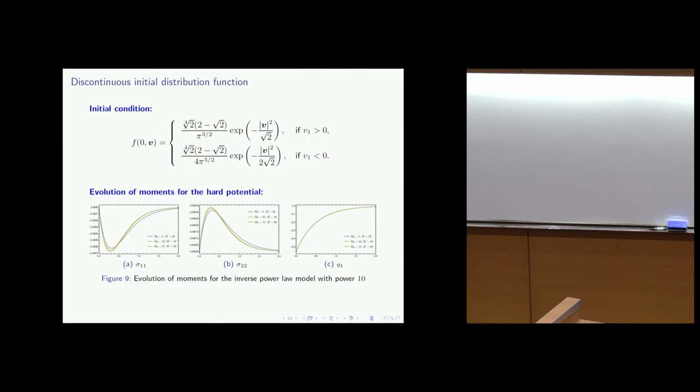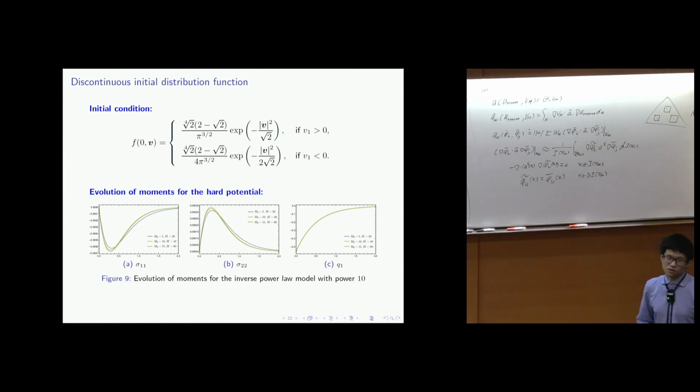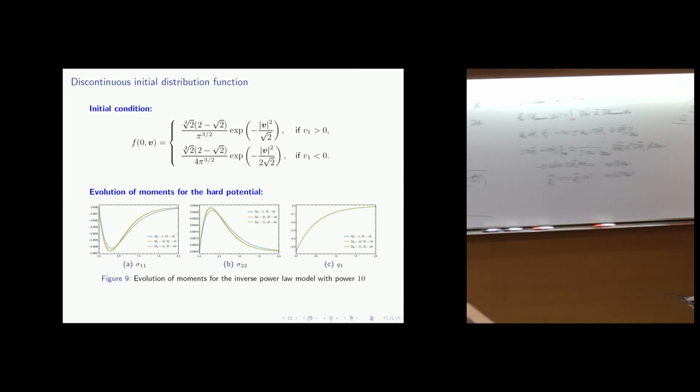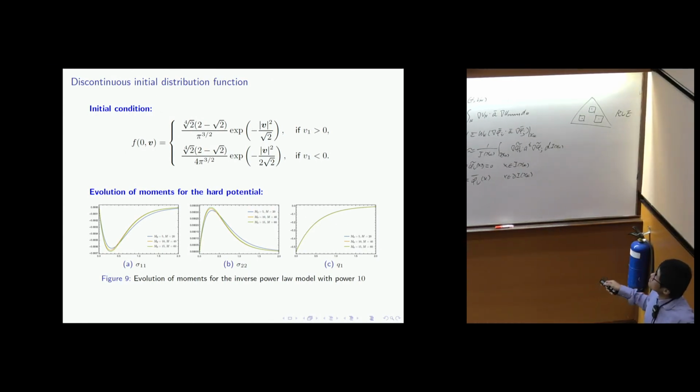This is another example with a discontinuous initial distribution function. If we want to approximate a discontinuous function using a spectral method, usually the quality is very bad. In this example, the quality is really very bad, so I don't show this. But what I show here is just the evolution of some moments, for example, heat flux, the stress tensor, or something like this. For these quantities, you can see that the convergence is still very good.